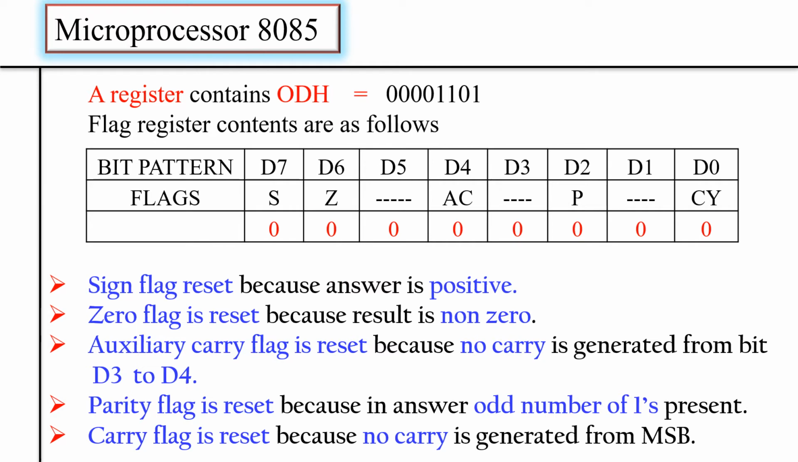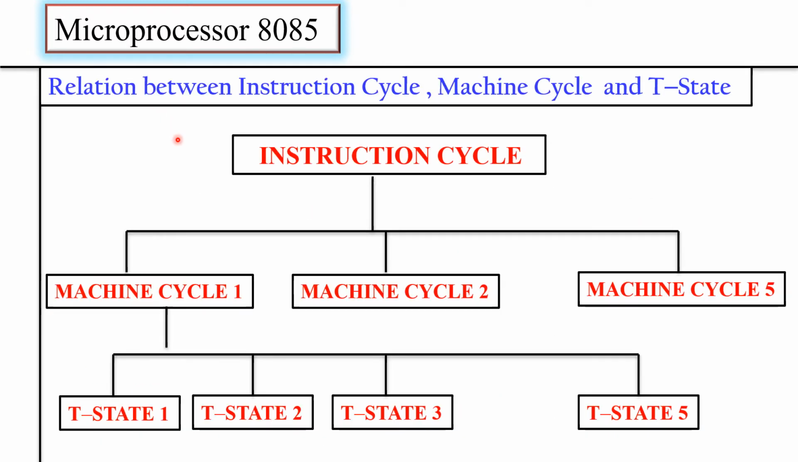Clear? So let us understand the relation between the instruction cycle, the machine cycle, and the time state. When you execute an instruction like MVI A, B or add B, what are the steps carried out internally? That is nothing but in terms of cycles. During normal operation, the microprocessor sequentially fetches, decodes, and executes. So we have seen the main function of the microprocessor is to fetch, decode, and execute. It fetches, then decodes that instruction.